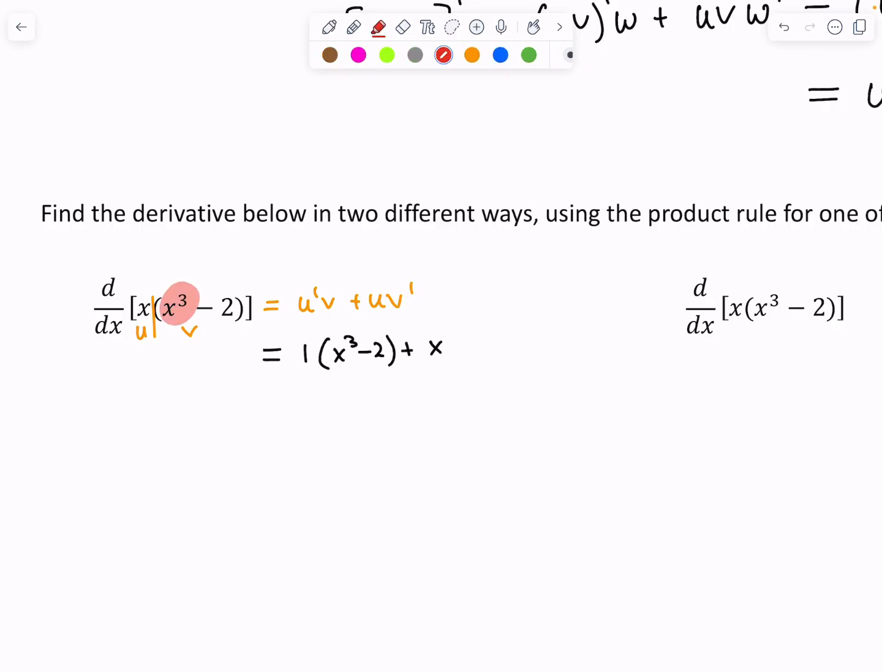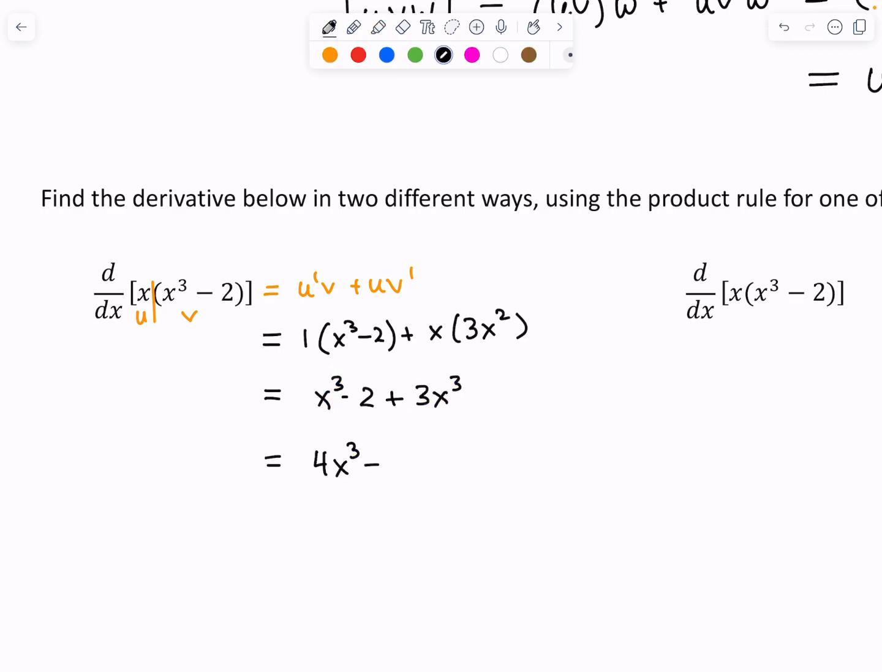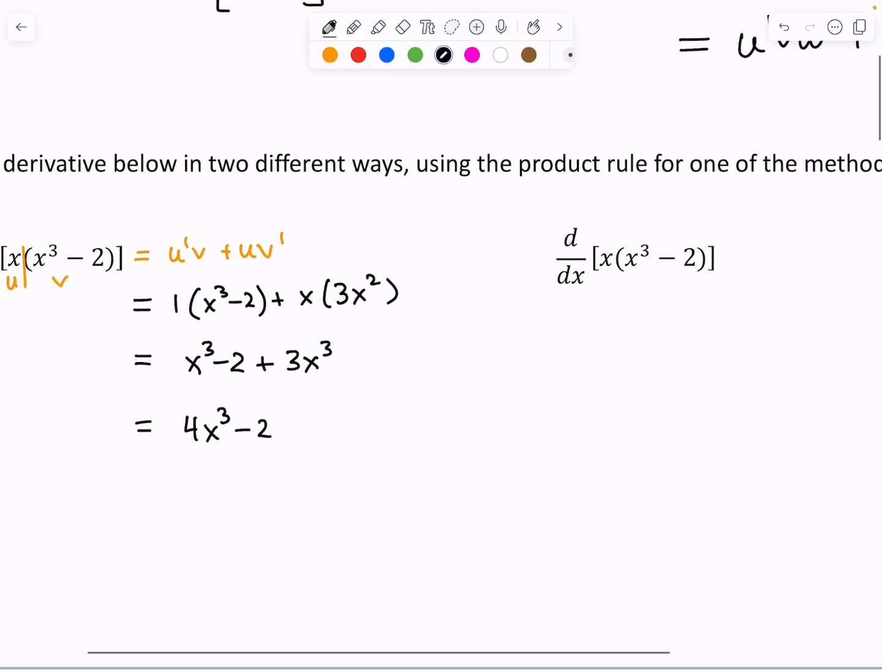So the derivative of x cubed, use the power rule, and you get 3x squared, and then the derivative of minus 2 will be 0. Now simplifying, we get 1 times x cubed minus 2, so that's just x cubed minus 2, and then we have plus 3x cubed. Now these two terms are similar, so it can be added, giving us 4x cubed, and then minus 2.